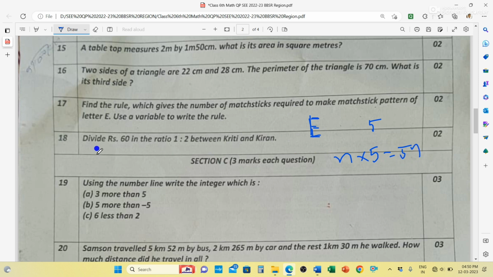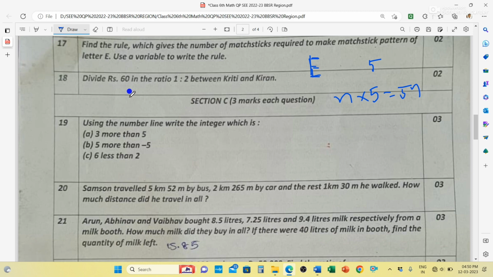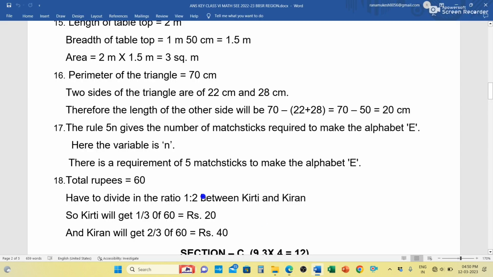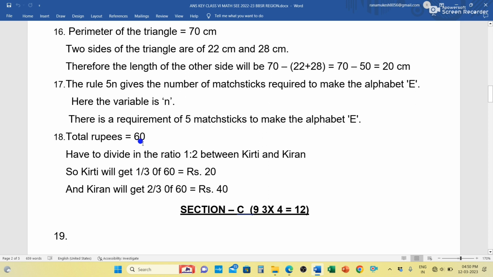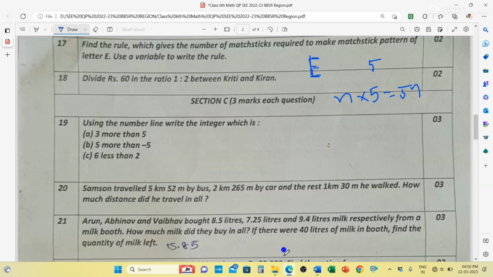Okay, divide 60 rupees in the ratio 1:2 between Kirti and Kiran. Total 60 rupees have to be divided in the ratio 1:2 between Kirti and Kiran. So Kirti will get 1 by 3 of 60. That means out of 3 parts, she will get 1 part. 1 by 3 of 60 is 20 rupees. And Kiran will get 2 by 3. Out of 3 parts, she will get 2 parts. So 2 by 3 of 60 is 40 rupees.